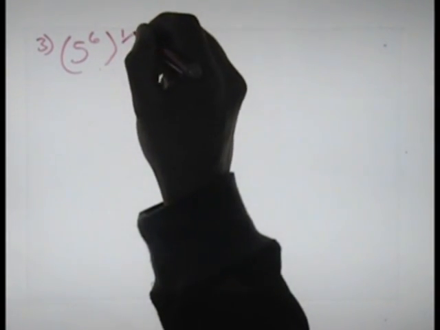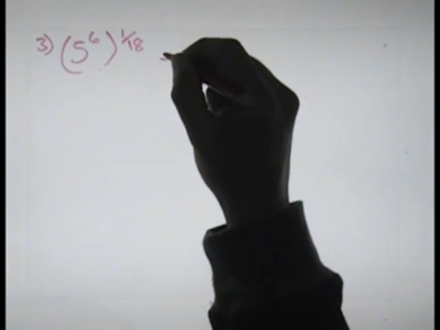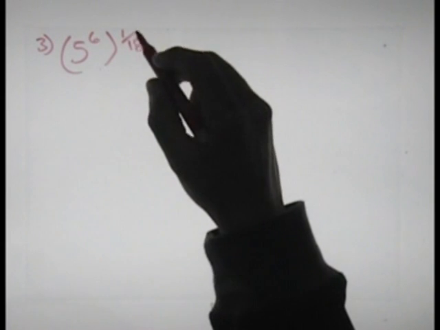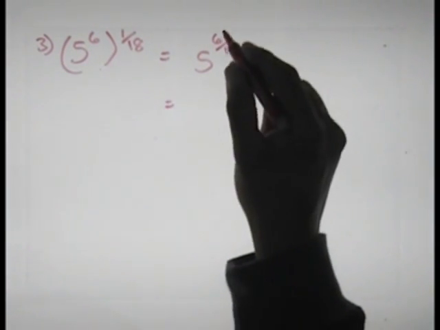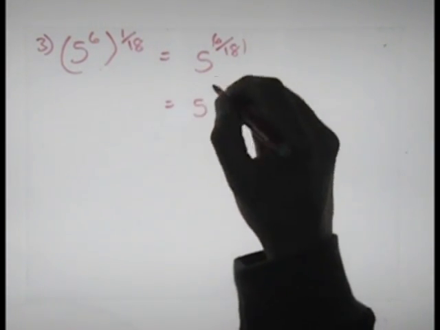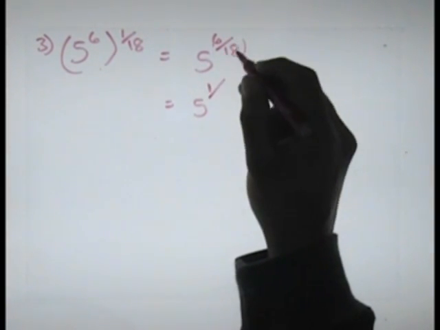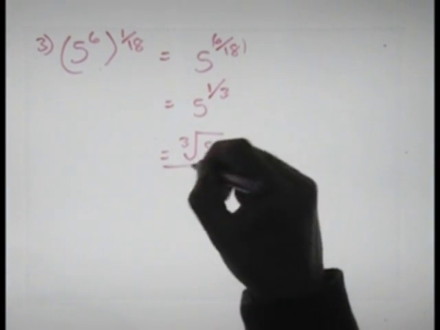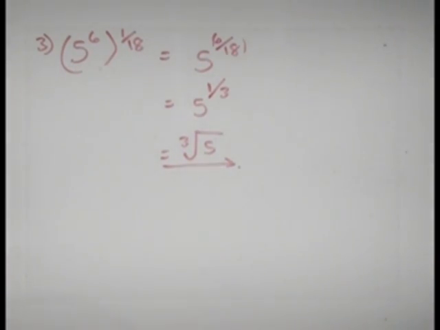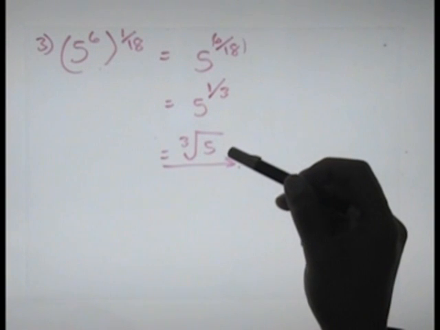Right, the next one that I gave you to do read 5 to the power 6, all to the power 1 over 18. This will equal 5 to the power 6 multiplied by 1 over 18, is 5 to the power 6 over 18. We can simplify that fraction. 6 into itself once, 6 into 18 3 times, which is equal to the cube root of 5. And again, you can leave it in that form. By the way, this is called simplest surd form.